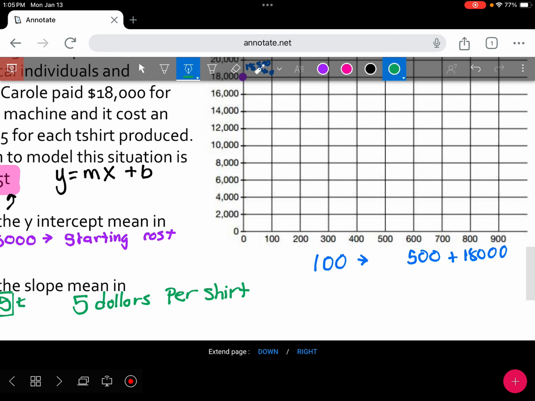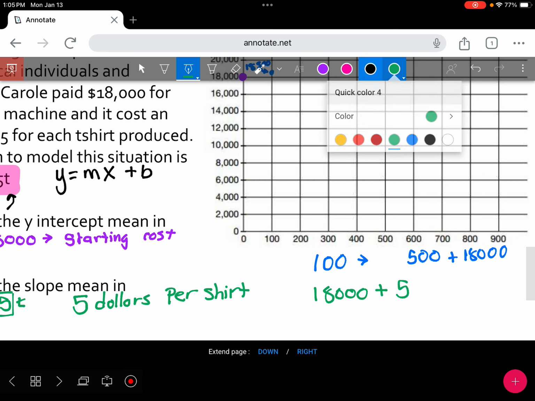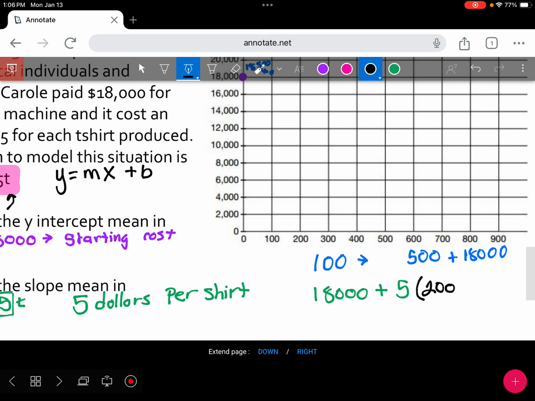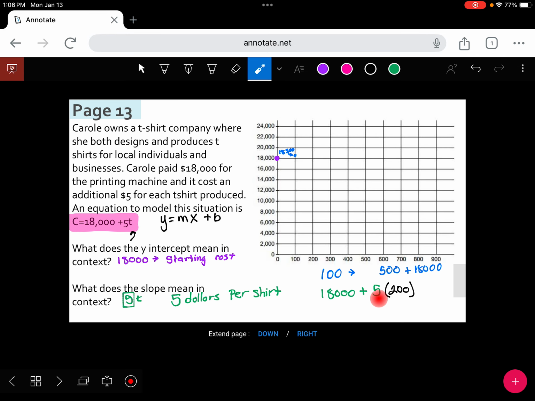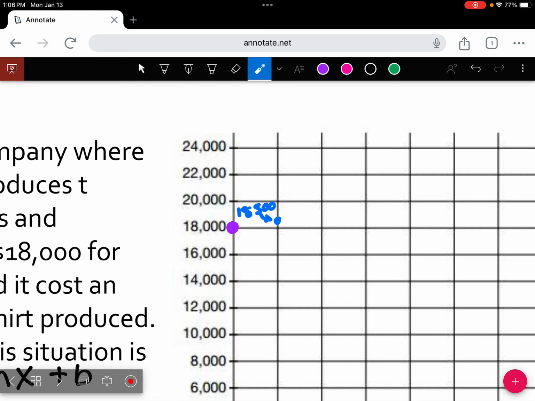But we could also take our 1800 plus 5 times and put in that 200. Picking an X from my table down here. Yeah, so this would be the 1,000. And then we have our $1,800 plus 1,000. And so for 200 shirts, it's going to cost 1,900, which is right in the middle here.